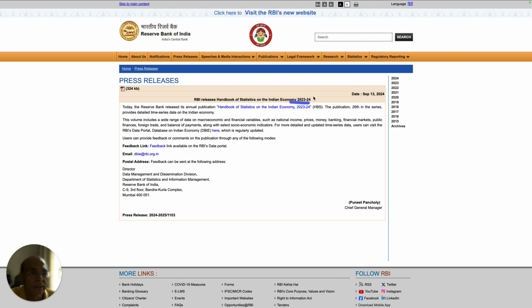Friends, recently RBI came out with their Handbook of Statistics on the Indian Economy for the financial year FY 23-24. This report is this PDF file. Anybody interested in going through this report can download this PDF file and read. This report is very extensive.